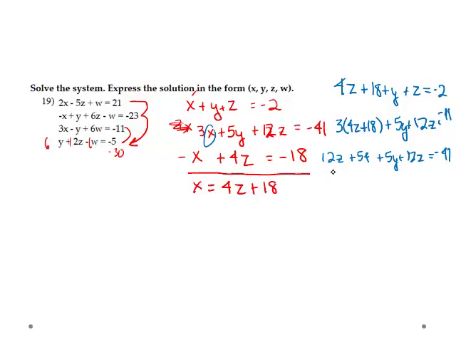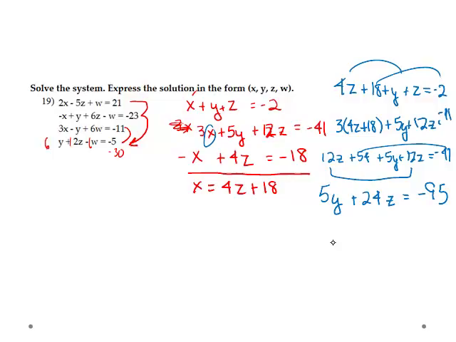Combine your z's, and move the 54 to the other side. 5y plus 24z equals negative 95. Combine these 2, and move the 18 to the other side, we get y plus 5z equals negative 20.